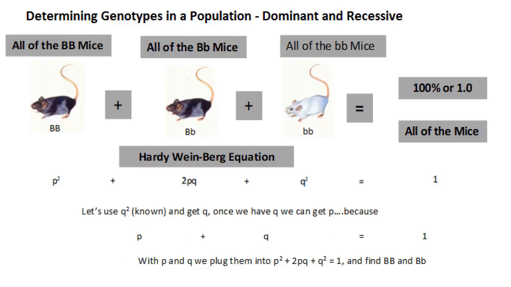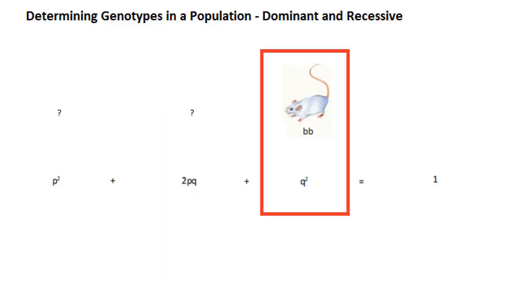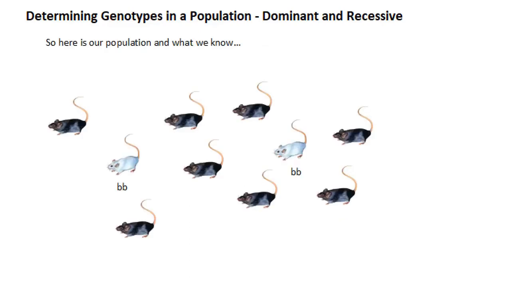Okay, let's look at the equation. What numbers do you know? What numbers do we not know? Well, we have no clue what p squared is, at least right now. And we do not know 2pq. But we do know q squared. That's the percentage frequency of the population that is white mice. There are 2 white mice, or the little b, little bs, there are 2 white mice out of 10.